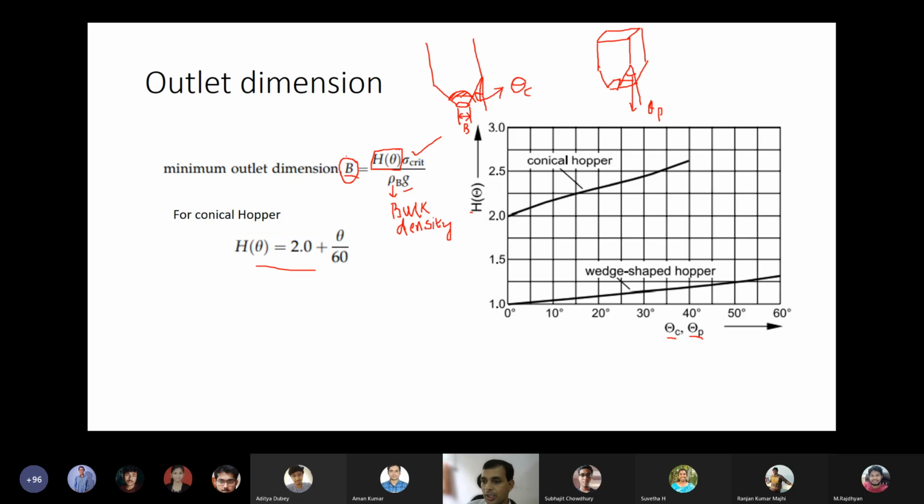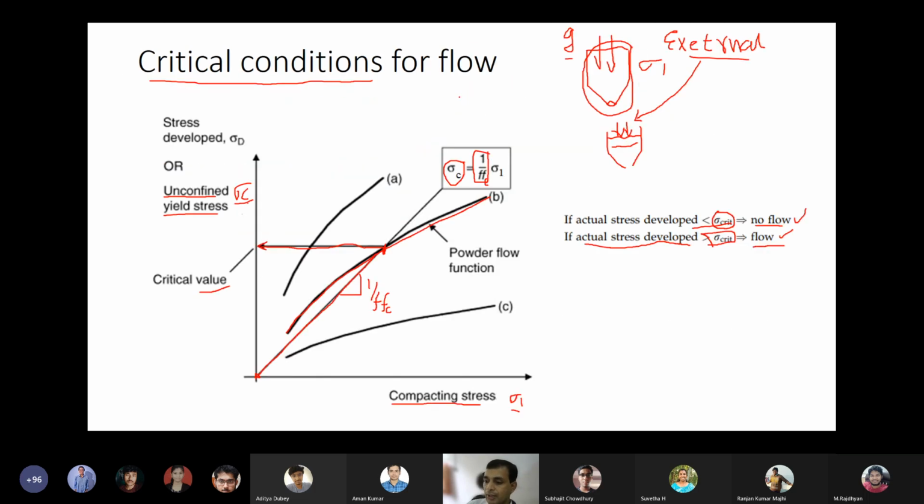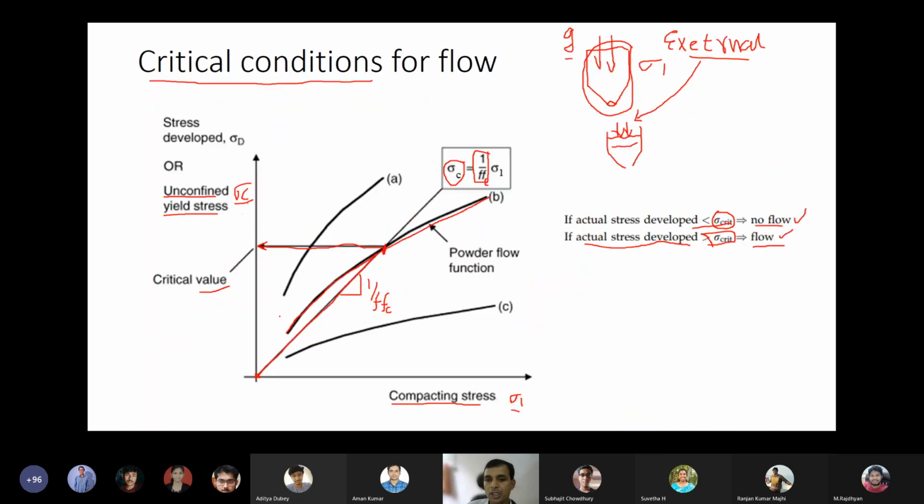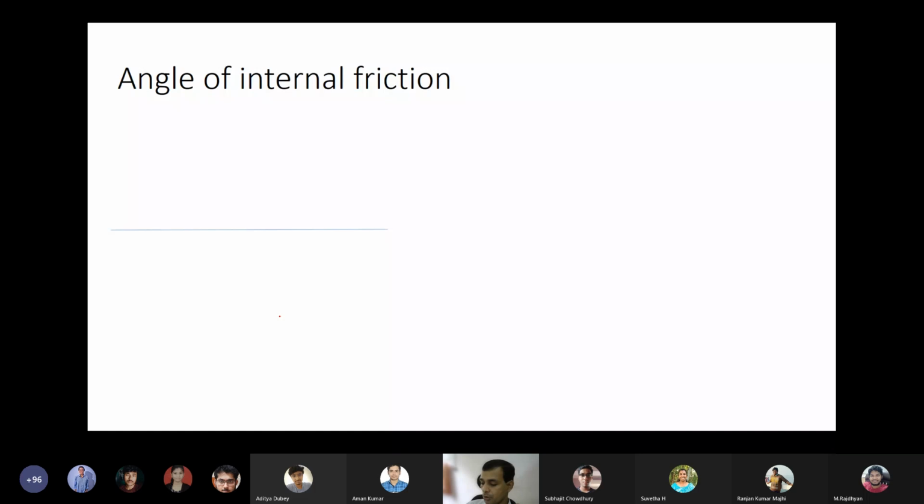Then, in the previous case, we had a different compact stress. When you have a different compact stress, we have a different unconfined yield stress because of the compacting nature, because of the interaction between the particles. Which property explains that interaction?